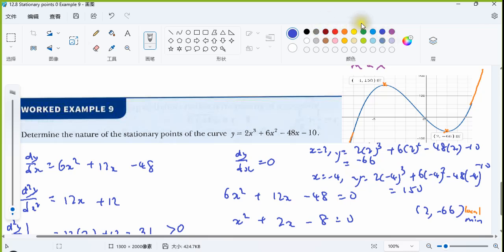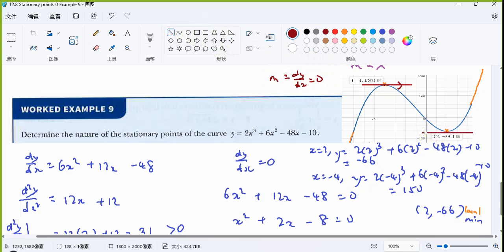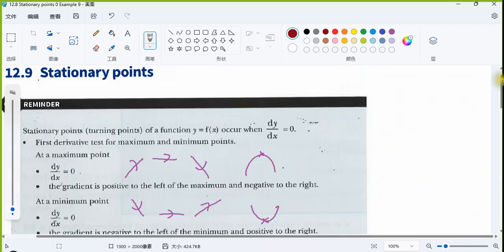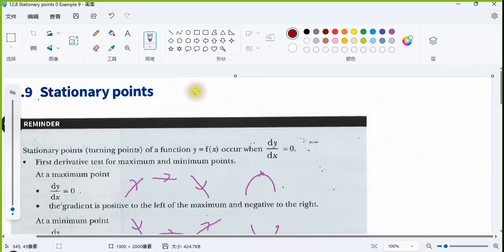For this one, we will call it a stationary point, because over here dy/dx equals 0. So the gradient, that is dy/dx, equals 0 here, so we call it a stationary point. For this one also it is the same: the gradient, dy/dx, equals 0, so we call it a stationary point. So a stationary point is where dy/dx equals 0.